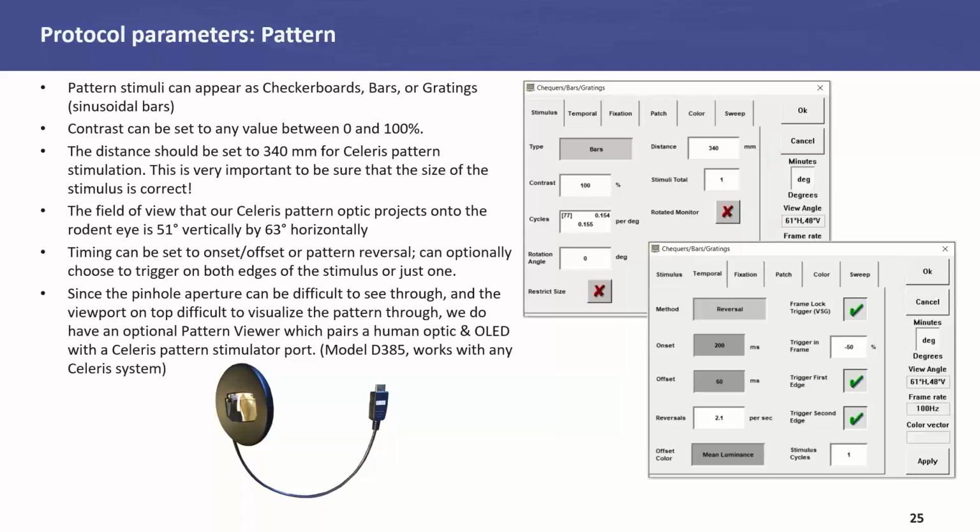Since the pinhole aperture can be kind of difficult to see through and the viewport on top kind of difficult to visualize the pattern stimulus through, if you're working on complicated pattern stimuli, we do have an optional pattern viewer which pairs a human optic with a Celeris pattern stimulator port. You can contact us if you'd like to learn more. They're significantly less expensive than the pattern stimulators themselves. If you're interested in doing complicated custom stimuli in particular, they're really useful for making sure that you're getting what you think you are.